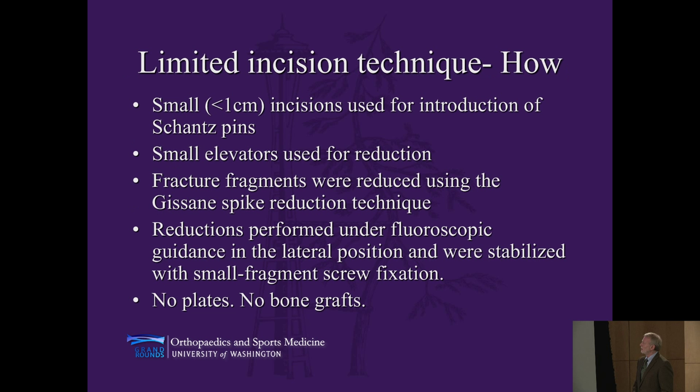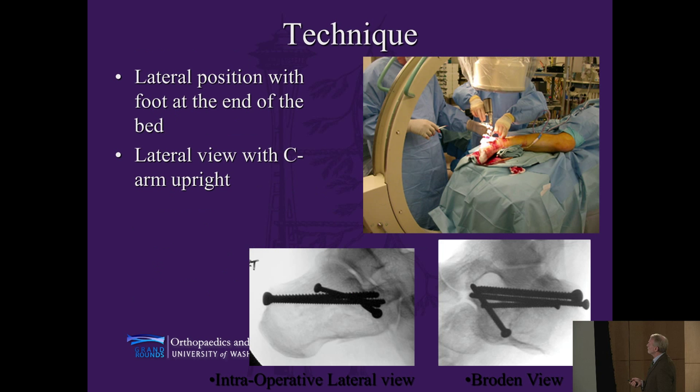It's done through small incisions, about half a centimeter in length. Small elevators are introduced to move the pieces around, and fracture fragments are reduced with a Gassane spike or some other technique, performed under fluoroscopic guidance. There are no plates used, no bone grafts used. The C-arm is brought in from the end of the table. So here is the foot of the table. The patient's head would be up here, and the C-arm can rotate up to get a lateral view, as you see here, or a Broden's view.